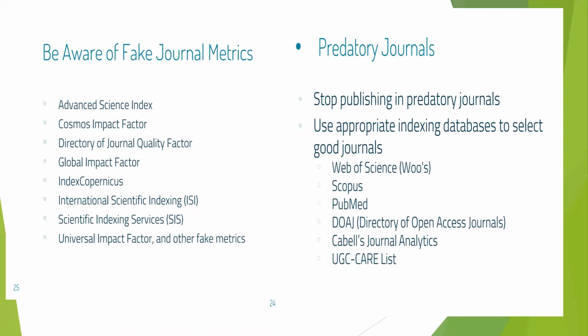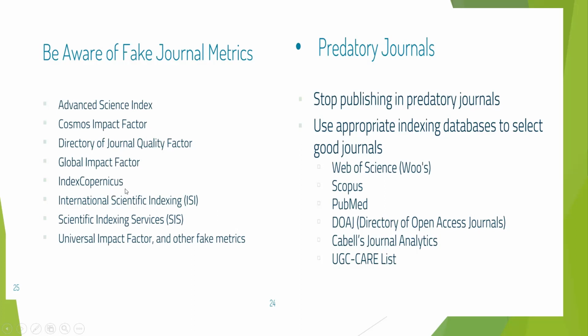Again, we are going to see a few points, that is, Advanced Science Index. You might visit a particular journal site which is fake or predatory. You may find they give a list of indexes where this journal is supposedly indexed, right? Those are Advanced Science Index, Cosmos Impact Factor. They will write any impact factor, 10, 11, that is Cosmos Impact Factor, or Dictionary of Journal Quality Factor, then Global Impact Factor. No such factors are required.